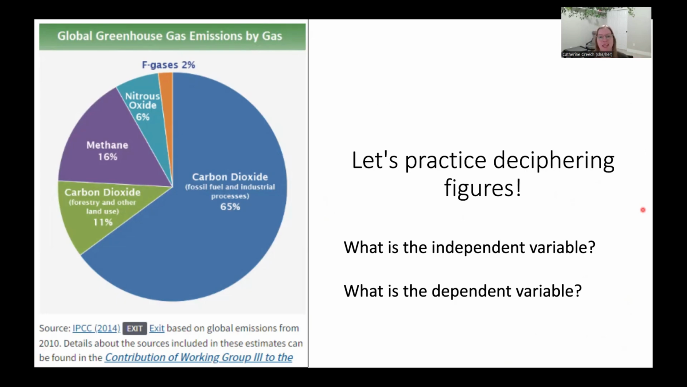So the independent variable is the thing that you are changing as the experimenter, and the dependent variable is the thing that you are measuring. So in this case, the thing that we are changing is the type of greenhouse gas emission. That's what we're going to be looking at. And the thing that we are measuring is the percentages. So these items here, carbon dioxide from forestry, carbon dioxide from fossil fuels, methane, nitrous oxide, fluorinated gases, those are the independent variables. And the global greenhouse gases is our dependent variable.